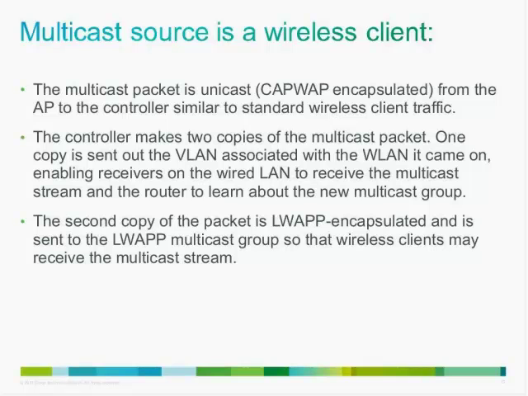Assuming your multicast source is another wireless client, the initial multicast packet will go as multicast from the client to the AP. The access point will then encapsulate this in the CAPWAP tunnel and send it as a unicast to the controller. The controller will then make 2 copies of the multicast packet. One copy is sent out of the VLAN that is associated with this WLAN. This way, it will send the traffic across the wired network for all the connected wired clients. The other copy is then sent to the LWAP multicast group IP, where all the other wireless clients can receive it through their access points.